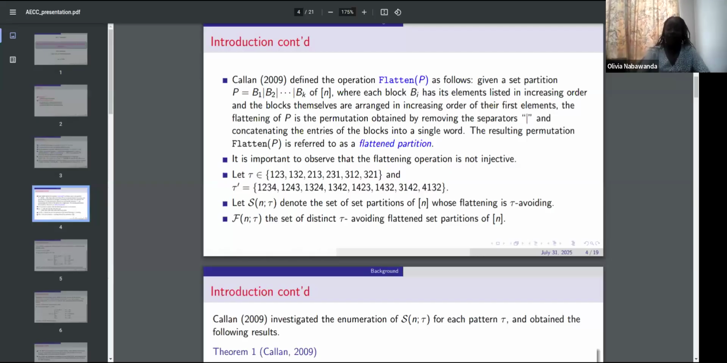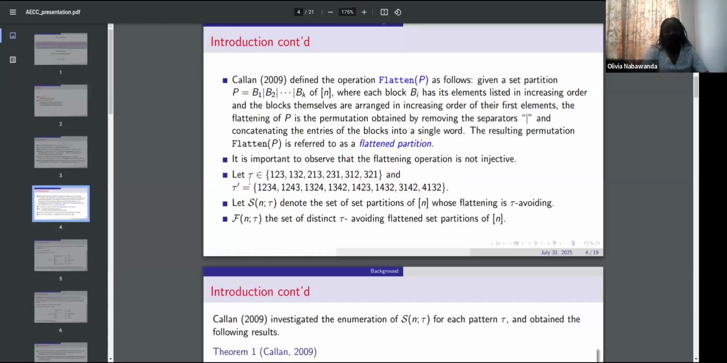And it's also important to note that with this flattening, because we are applying this operation on a set partition, different set partitions under this operation can result in the same flattened partition. So this flattening operation is not injective.